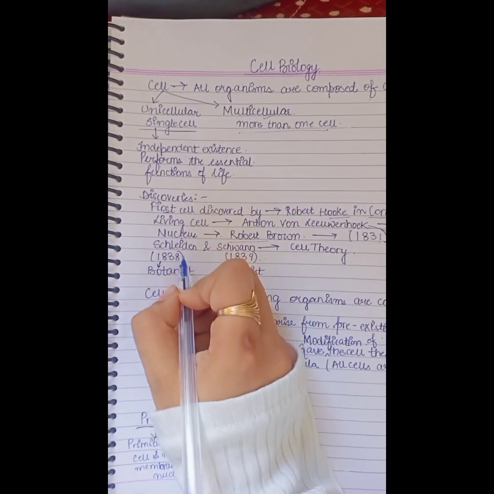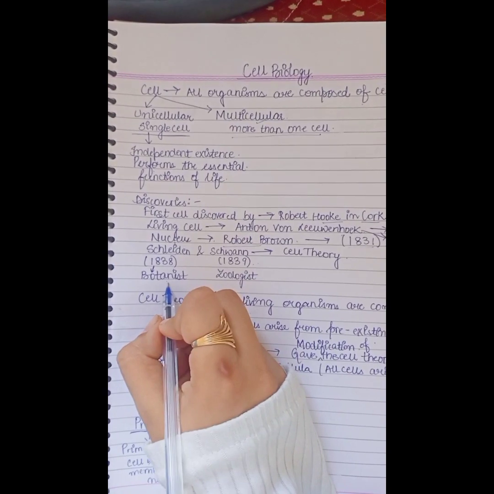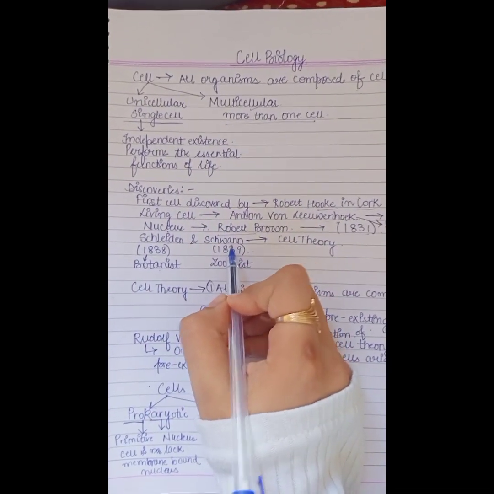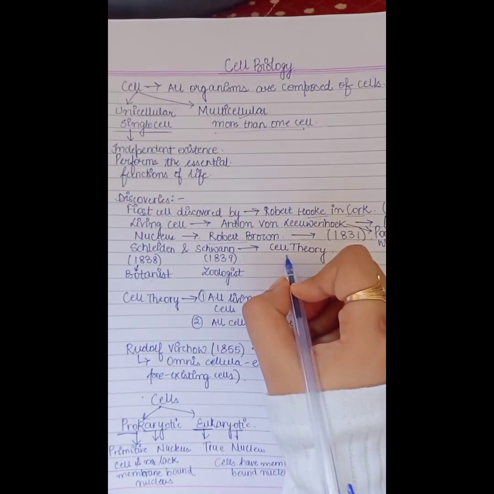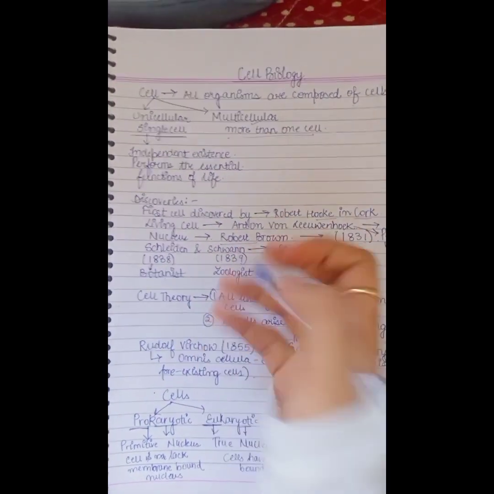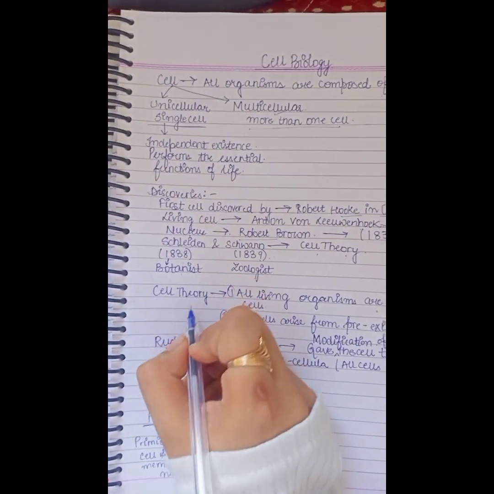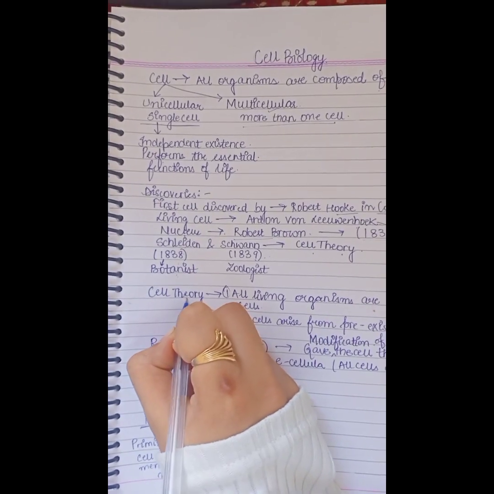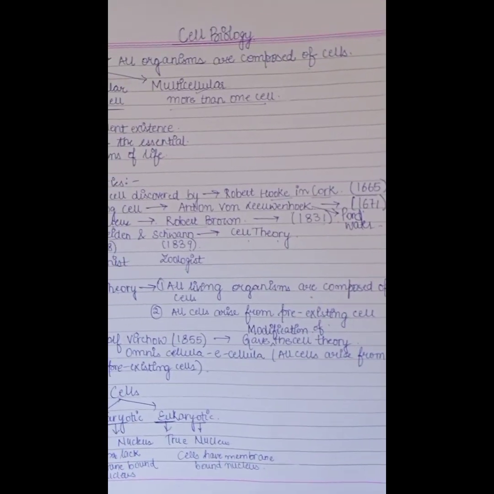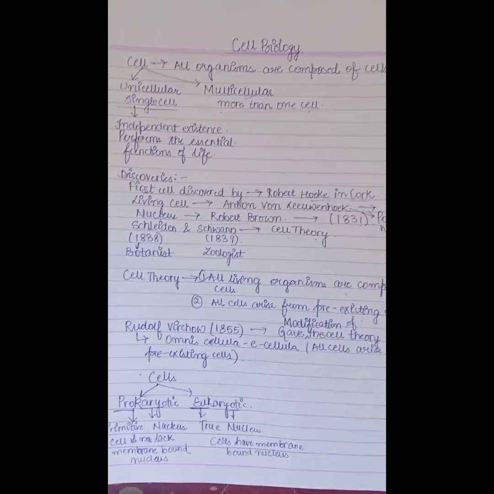There were two scientists, Schleiden and Schwann. Schleiden was a German botanist and Schwann was a German zoologist, Matthias Schleiden and Theodor Schwann. They together formulated the cell theory in 1838 and 1839. So, what is the cell theory all about? That all living organisms are composed of cells. सारे living organisms किसके बने हुए हैं? They are all made up of cells.